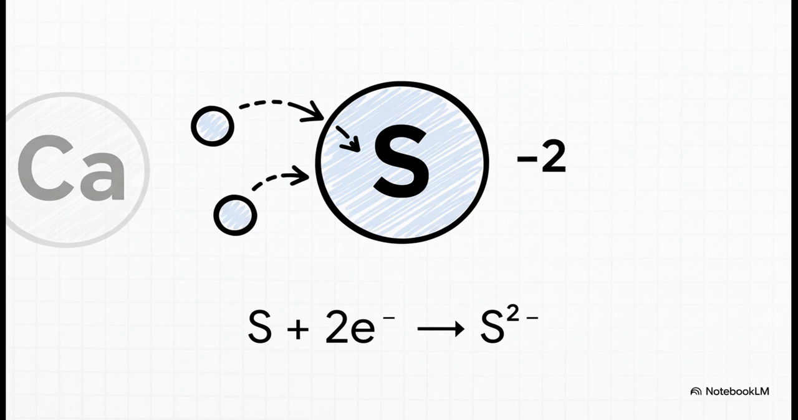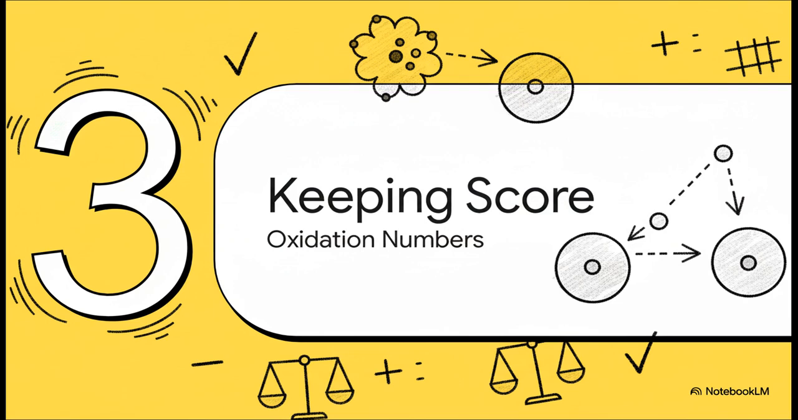Perfect partnership. All right, that last example was pretty clean, pretty easy to see, but let's be real. In more complicated reactions with a bunch of different atoms, it's not always so obvious who's losing and who's gaining. So, to track the dance moves, chemists came up with a kind of score-keeping system, and it's called oxidation numbers.